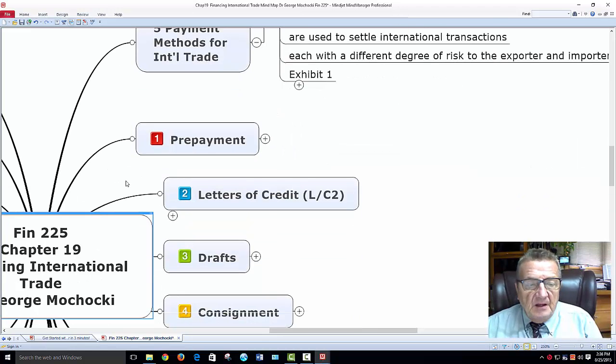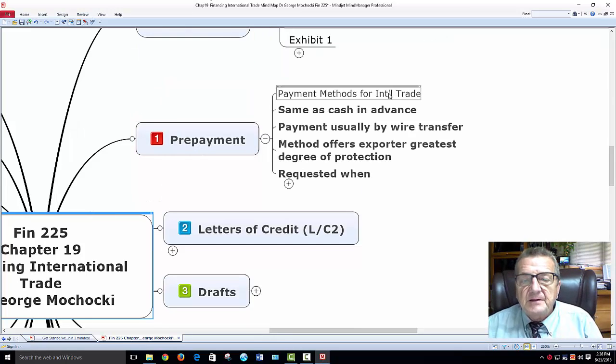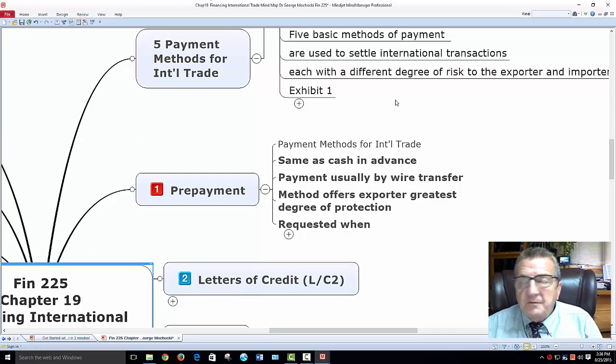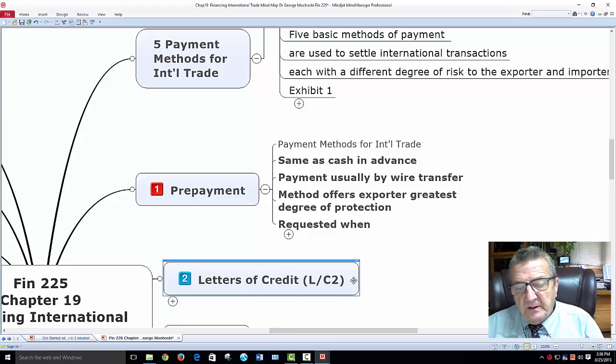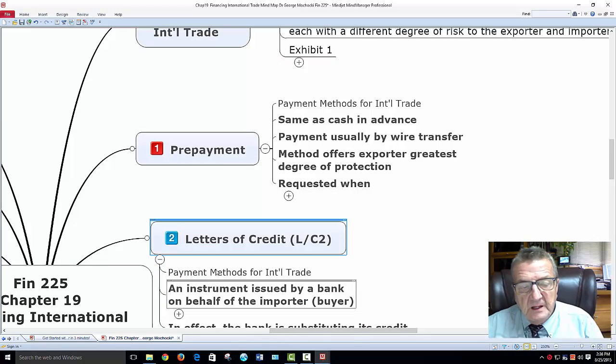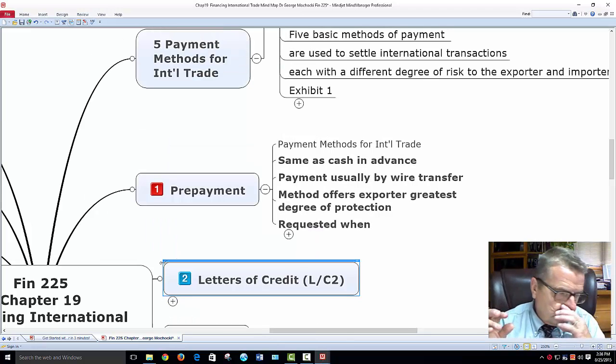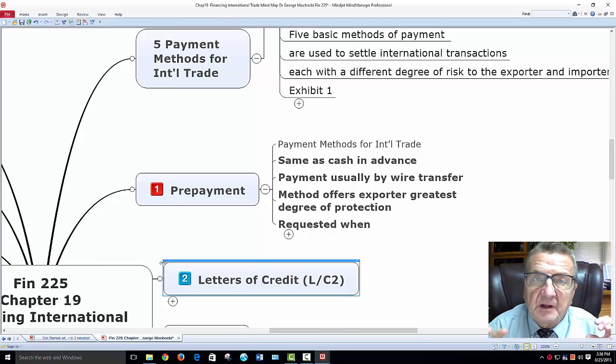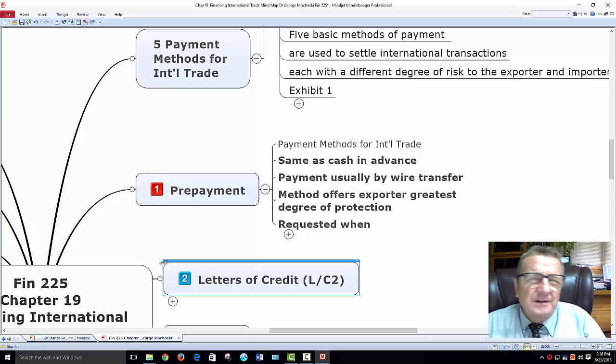Okay, so let's look at the five. Remember, I've got them in blue, so I've got 1, 2, 3, 4, 5. The first one we talk about is prepayment and prepayment methods. Going forward, there's more definition, less problem solving or equations. At this stage, it's now more concepts and terminology. So if I'm looking at payment methods for international trade, boom. And the next one, if you look at letters of credit, when I open up this one, I'll have this, so you know which category I'm discussing. I'm just trying to make it easier. Once you understand it, it's not that bad.